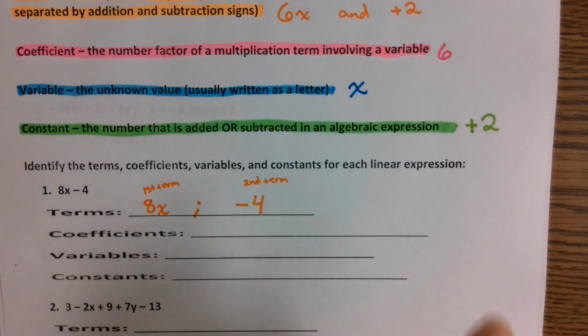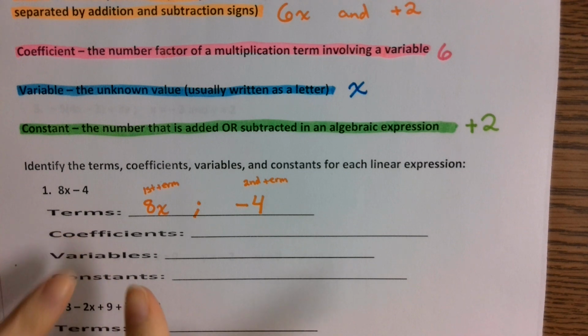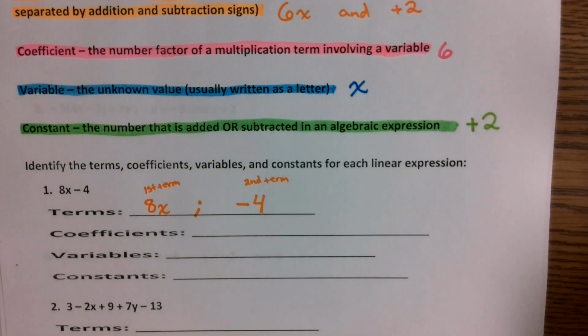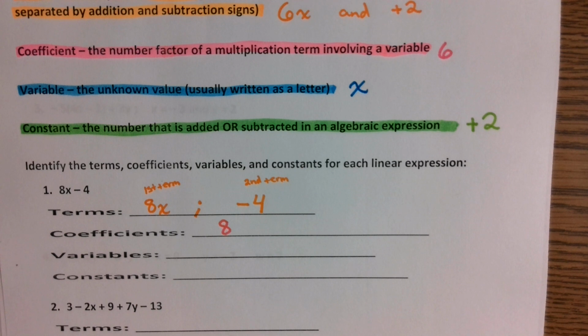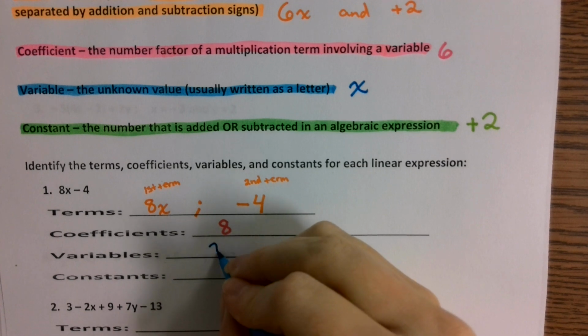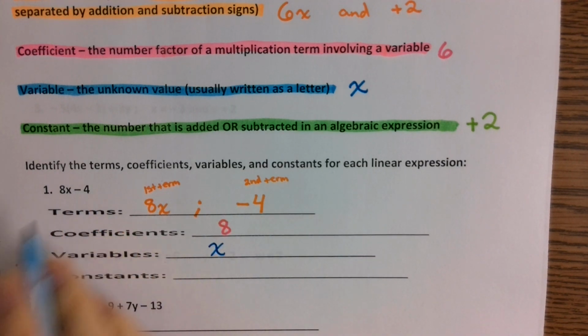All right, so in the problem, what value or values would be considered to be the coefficient? Angel? Just 8. Only the 8 happens to be my coefficient. It is the only number that is attached by the hip to a variable. What about the variable, Isaiah? X. X is the only variable that we happen to have up here.